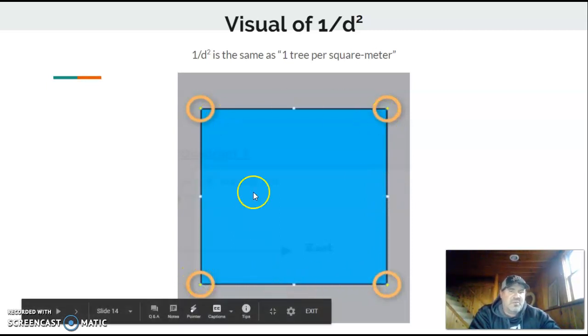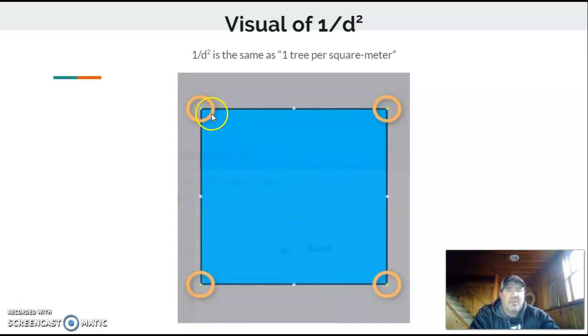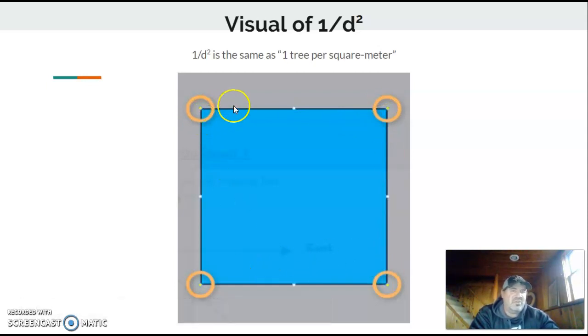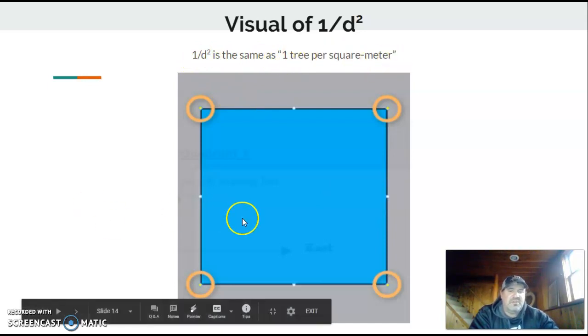If you walk in a square, you've got a distance squared. You have an area here that you've traveled. And notice that you haven't bumped into 4 trees. You've actually bumped into 1/4 of this tree, 1/4 of this tree, 1/4, and 1/4. You've bumped into a total of 1 tree in your walk. That's the theory behind saying that 1 over d squared is the same as 1 tree per square meter.